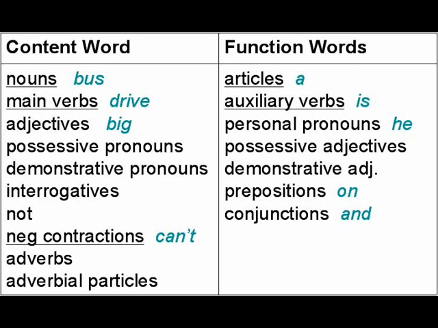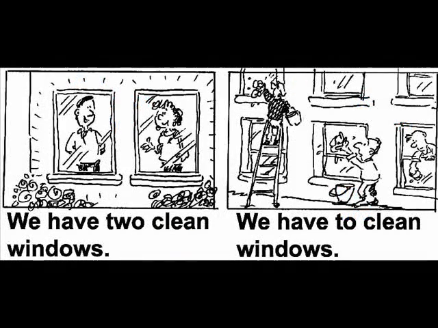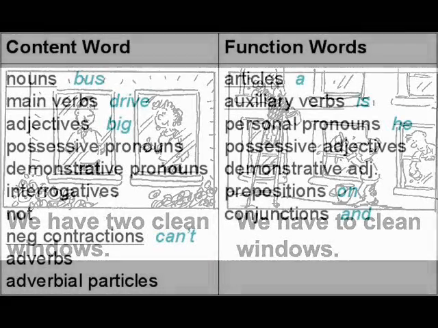So you can make minimal pairs out of this. Here's a minimal pair based on this rule. You have the difference between "we have two clean windows" and "we have to clean windows." Difficult. In the second one, the "to" is a function word and is consequently not emphasized. In the first one, the numeral, the number, is a content word, so it's emphasized.